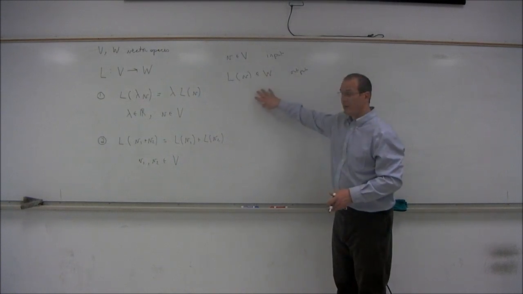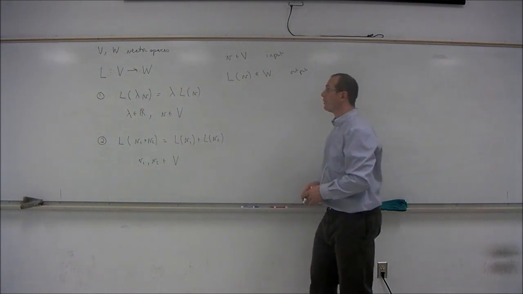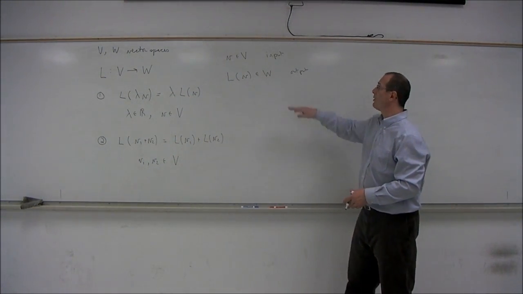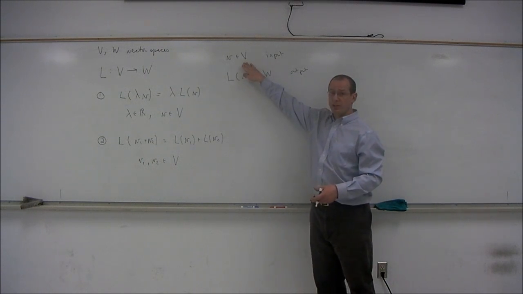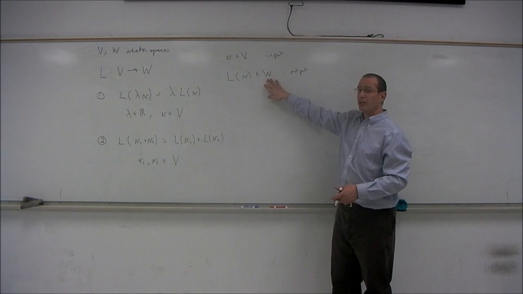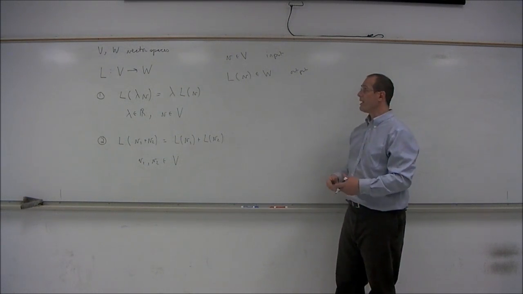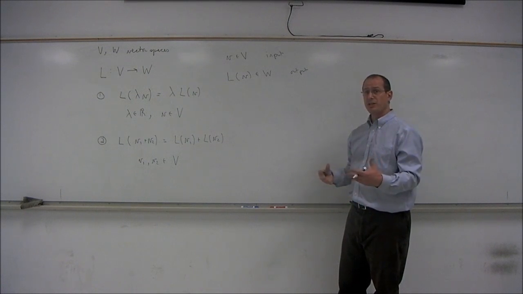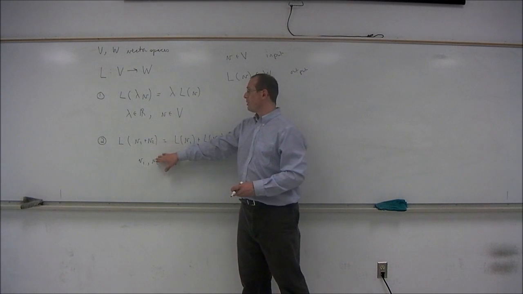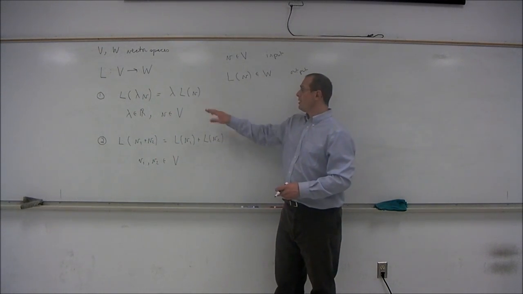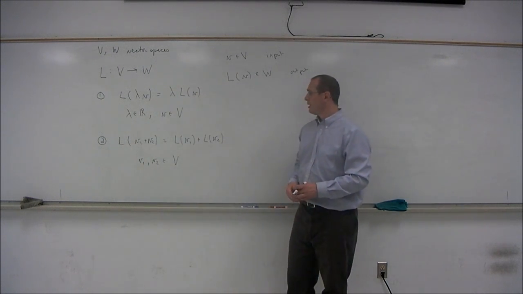To make the function linear, it would have to have these two properties. So a linear transformation, we allow the input space to be a little bit more general than just R. It can be any vector space. And the output space, instead of being R, can be any vector space. So a transformation is like a generalized function. And a linear transformation in particular has these two properties. L of lambda V is equal to lambda L of V, and L of a sum is the sum of the L's.